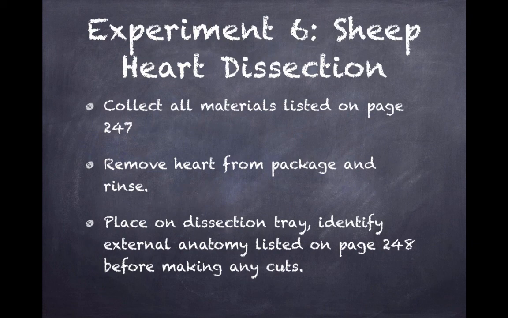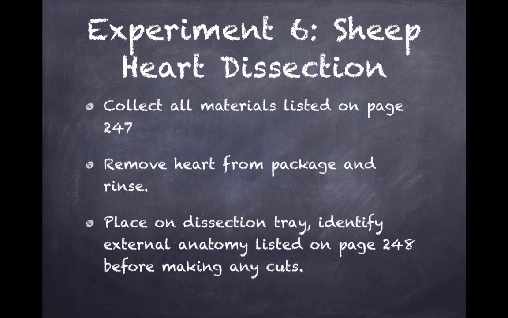Lastly this week, we will perform our first dissection of the sheep heart. The sheep heart is an excellent model of the human heart as it shares many structural and functional qualities with humans. Gather the materials listed on page 247 in your lab manual and prepare for the lab. Set up your dissection tray and have all your tools easily accessible. Once you begin, open the bag, rinse off the heart with some cool water, and lay the heart in your dissection pan.